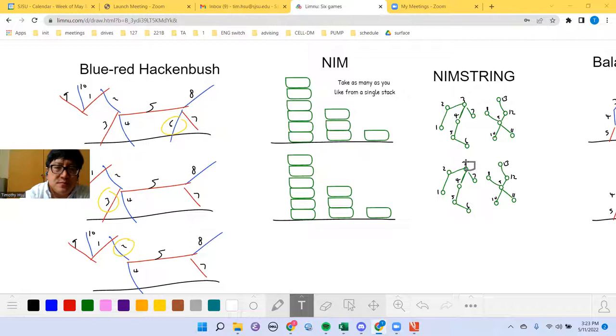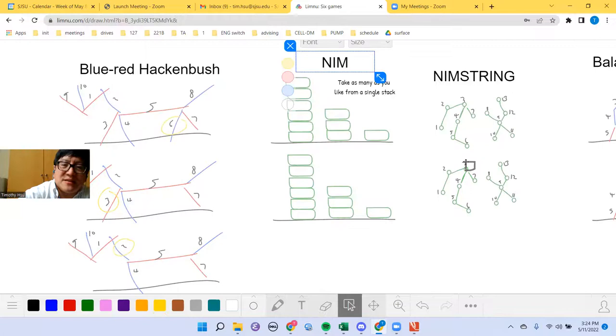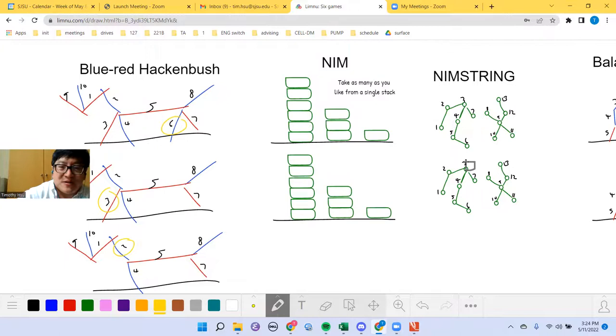Okay, take away two, please. From which stack? Wait, does it matter? Yeah, you could take away two from the stack of six. Sure, let's do that one. Or, just so you know all your options, you could also take away two from the stack of three. Yeah, two from the stack of six, please. Okay, two from the stack of six.